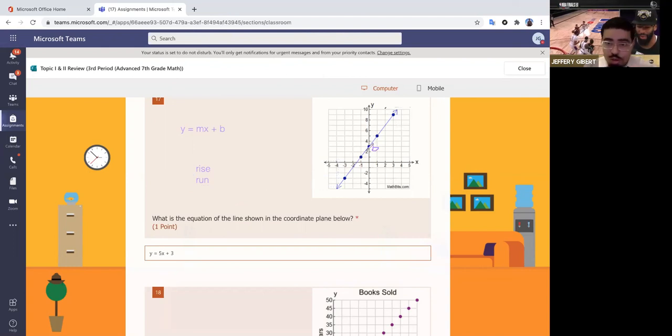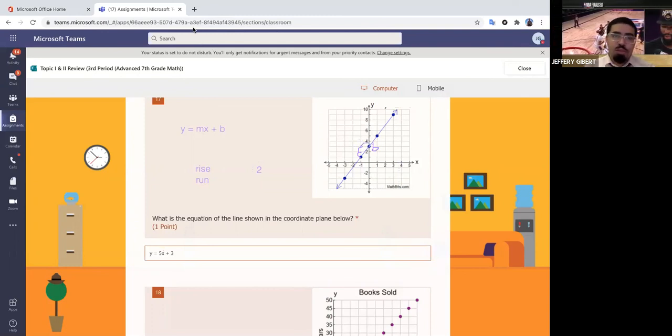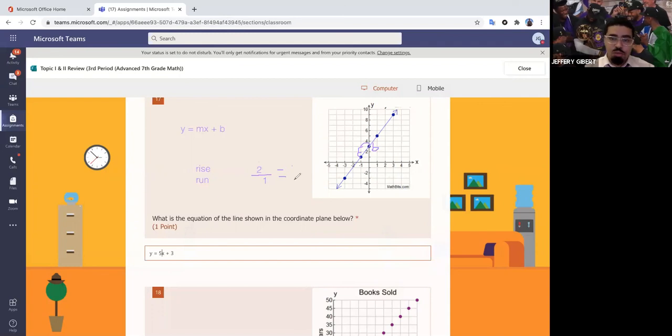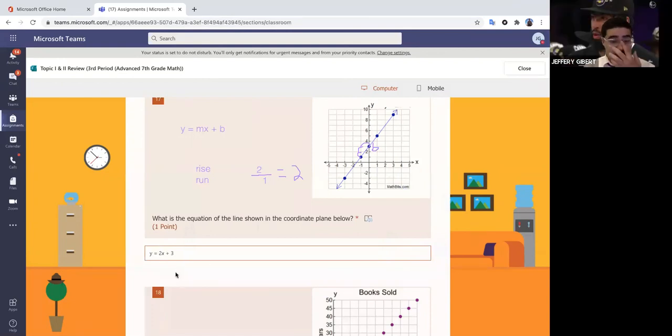So if you start at this point, you rise 1, 2. So our rise is going to be 2. And then you run 1. So our run is going to be 1. So our slope is actually 2 over 1, which is equal to 2. I apologize for going too fast. So y equals 2x plus 3.